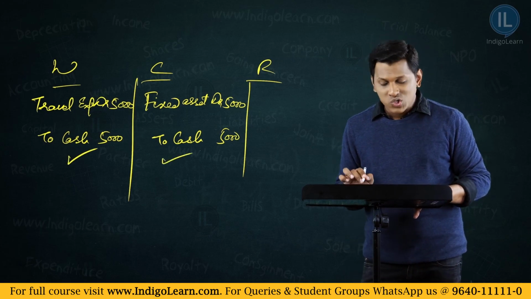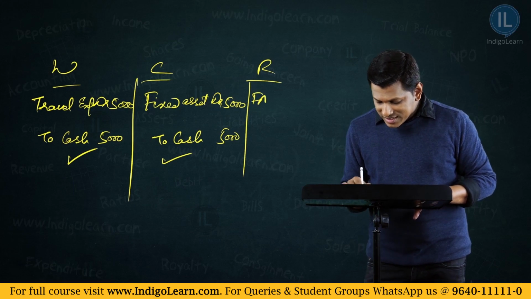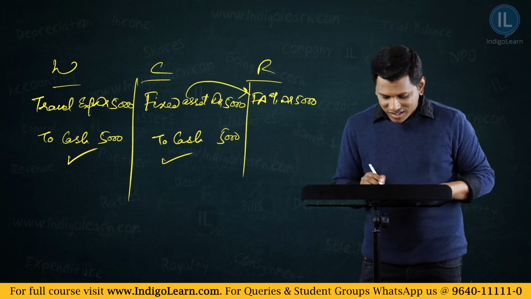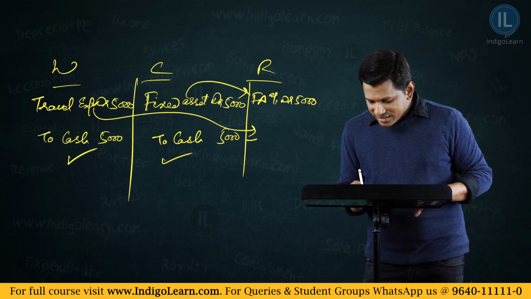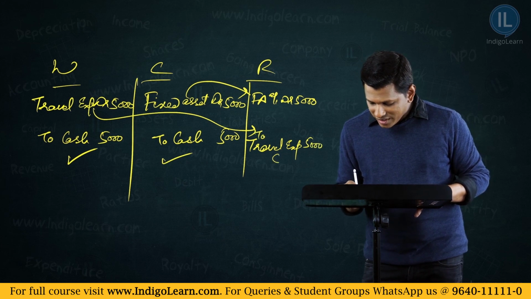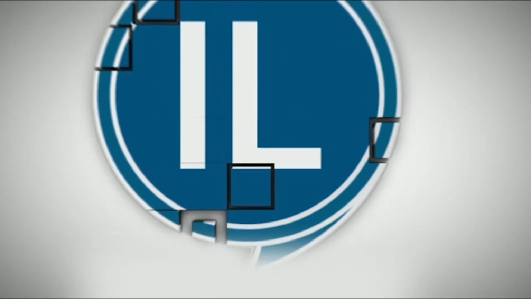So the credit side is okay. Now the debit side is the only problem. On the debit side, fixed asset account debited 5000. Straight away we are writing this because we haven't recorded it earlier, and travel expenditure 5000 to travel expenditure 5000. So we are basically crediting this and debiting this. That's it.